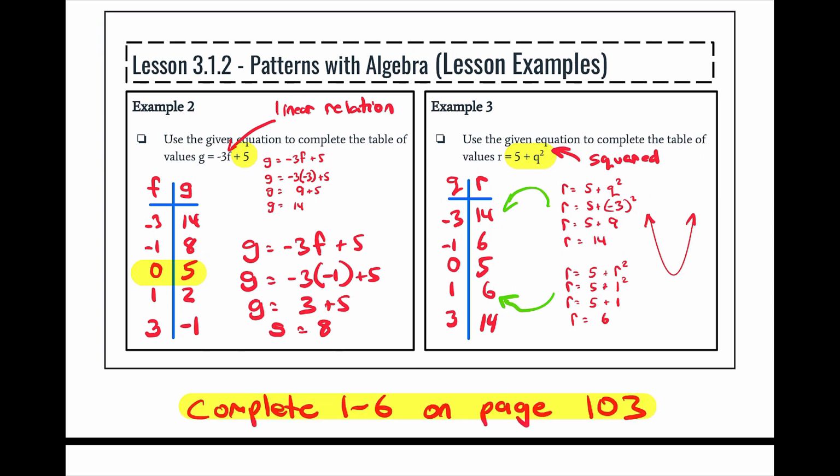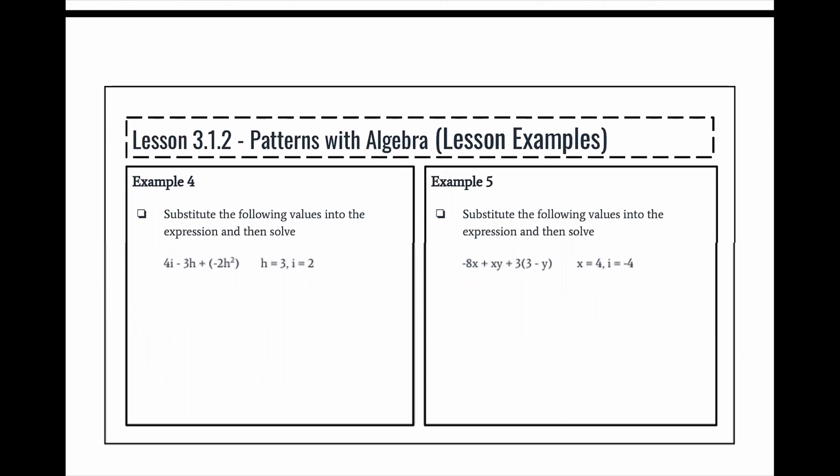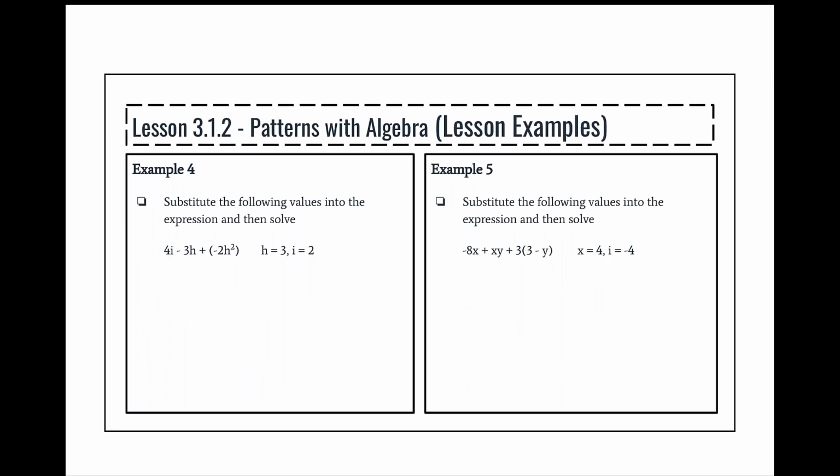All right, having completed examples 1, 2, and 3, that will give you enough to be able to work on questions 1 through 6 on page 103. Now I'm going to move on to the next section, which is going to be doing a lot of substitution.